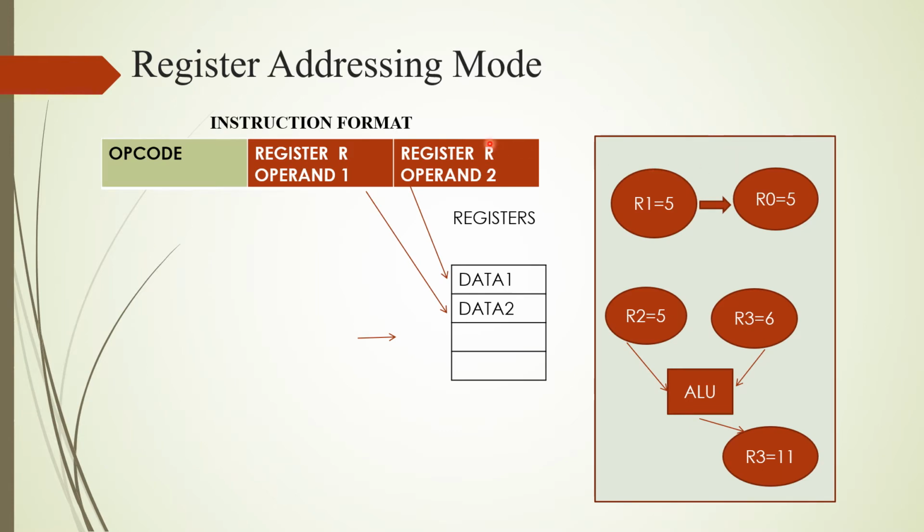Now, coming to the next one, it is register addressing mode. In this register addressing mode, the instruction format consists of opcode, operand 1 and operand 2. Here I am using both operands as registers, and the registers will have data in them. The operand is specified within one of the processor registers. It is very clear from the instruction format.